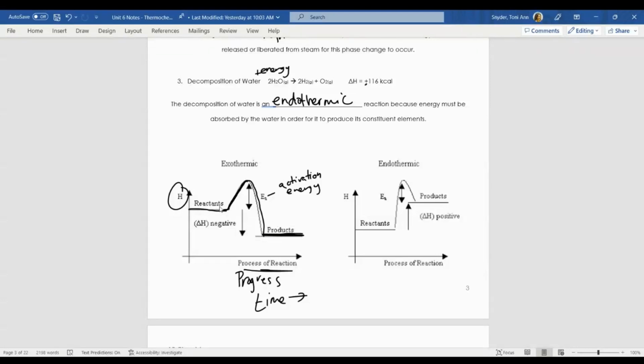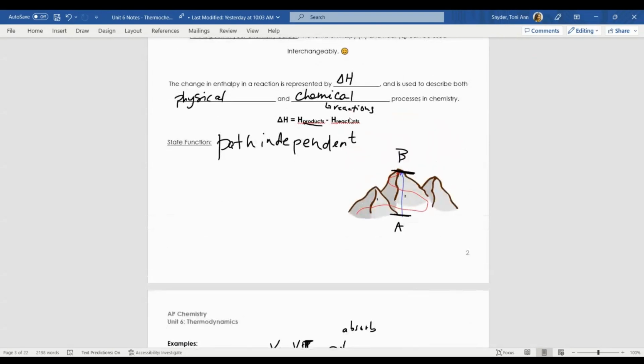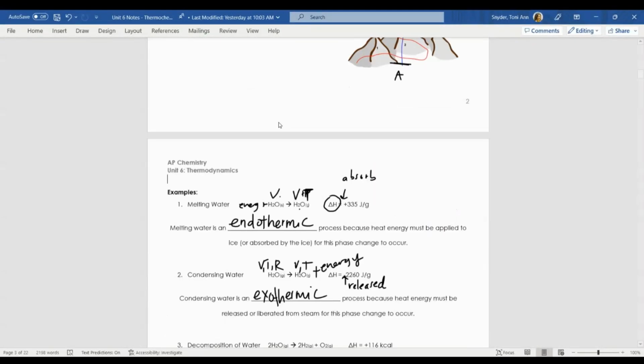Because the enthalpy of my reactants is higher than the enthalpy of my products, products minus reactants is going to give me a negative value. So in this case, this is an example of an exothermic reaction. Your products have less energy than your reactants. And if I look back up here, if products are less than your reactants, you are going to get a negative value for delta H. This represents an exothermic reaction.